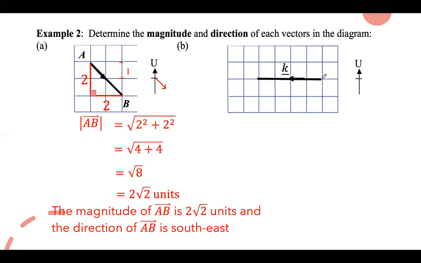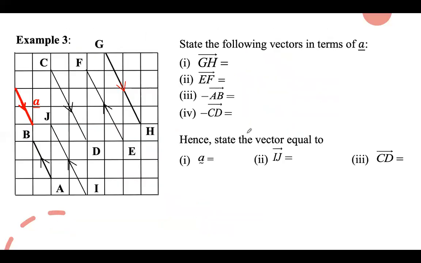For B, B is more simple. You can see here the vector K, the magnitude is 1, 2, 3, and 4. So we write modulus of vector K equals 4 units, and the direction is due west. Direction of K is due west. This is example 2.